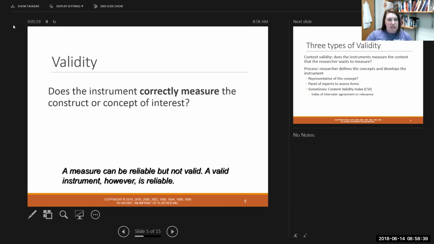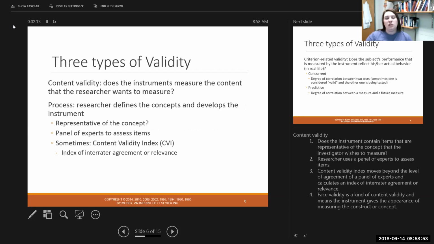Validity: does the instrument correctly measure the idea, the concept of interest? Measures can be reliable but not valid. A valid instrument, however, is reliable. So let's look at 3 types of validity here. Content validity: does the instrument measure the content that the researcher wants to measure? So are we accounting for the different things that we're trying to take a look at?